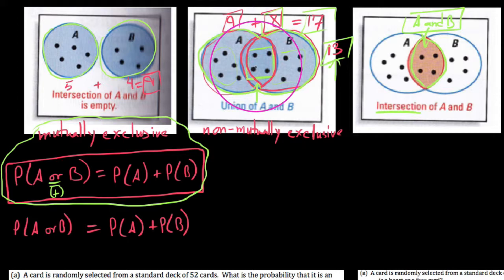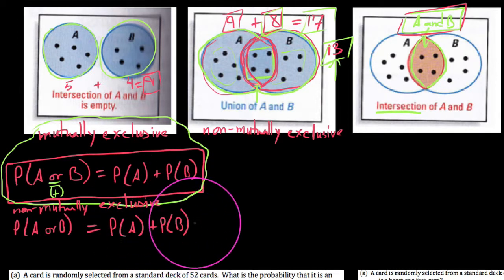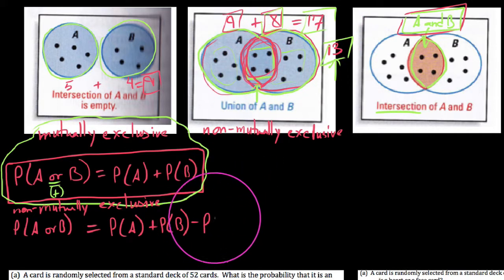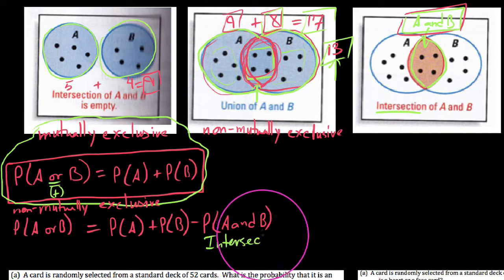So since we counted them twice, we'll take however many are in the intersection of A and B, and we'll subtract it off once. So the formula for finding the probability of non-mutually exclusive events looks like this. We would simply say it's the probability of one plus the probability of the other. So 9 plus 8, we could still totally do this, but we're going to take 4 off of that because we counted the 4 in the middle twice. And formally, we would define this as this, minus the probability of A and B at the same time. We refer to this as the intersection of the two sets.